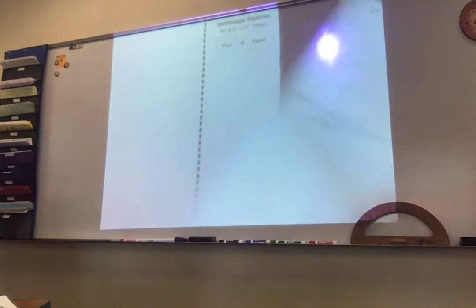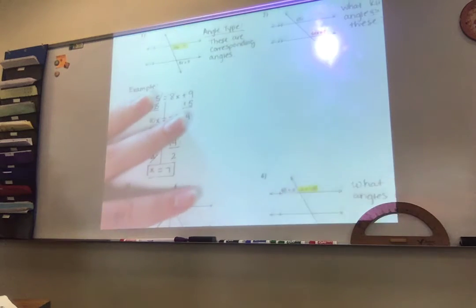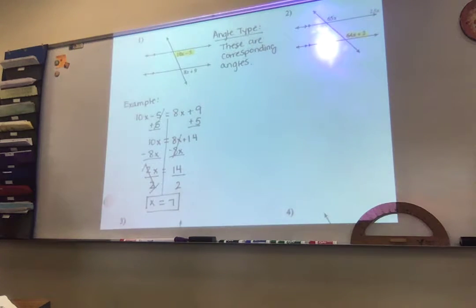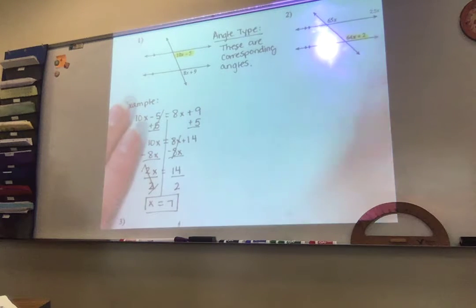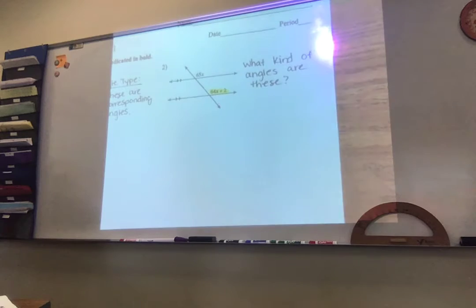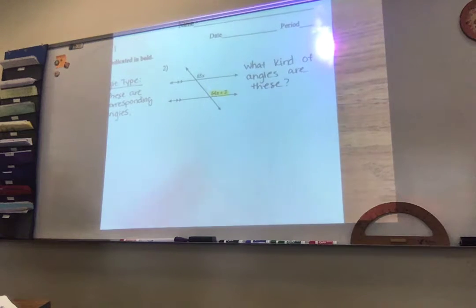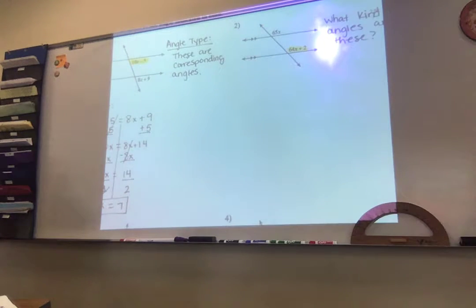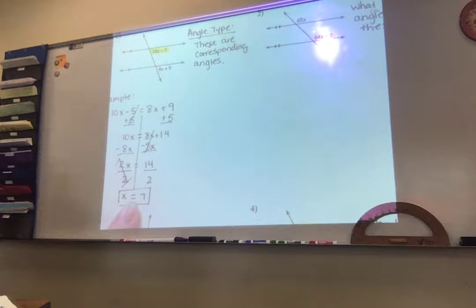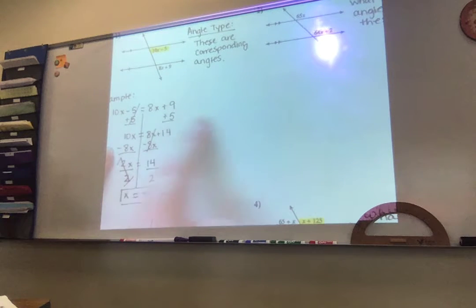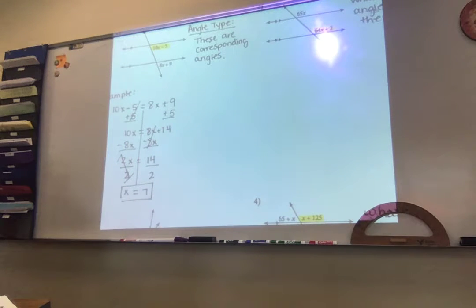So turn back over to the first page. We're going to be starting on number 1. You'll see that I've already started number 1 for you, okay? On each question, it asks you to identify the angle relationship, saying what kind of angles are these? You'll have to answer that question, and then you'll have to solve for x. And then we're going to take it a step further with number 1, okay?